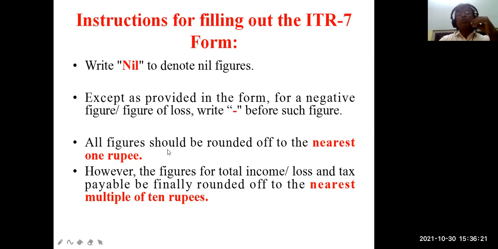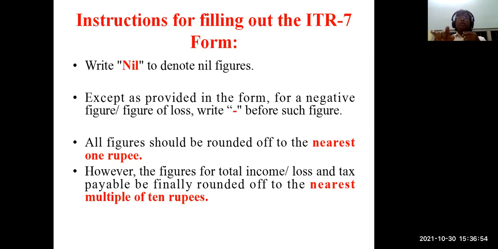And two more points I'm going to share with you for rounding off of the figures. All figures, all items, should be rounded off to the nearest 1 rupee. And secondly, figures of total income or loss and tax payable should finally be rounded off to the nearest multiple of 10 rupees. That means at the end of the total tax or total income, whatever it may be, there should be a 0.